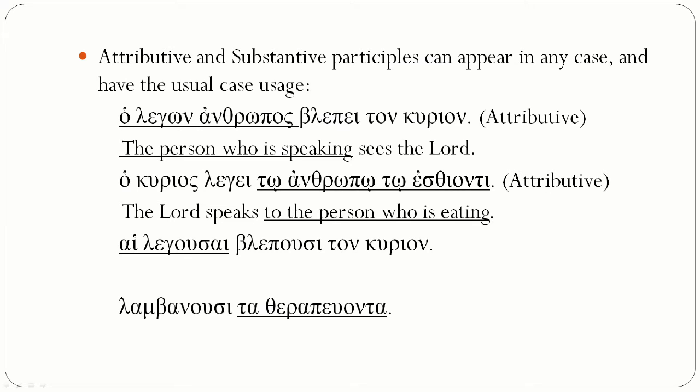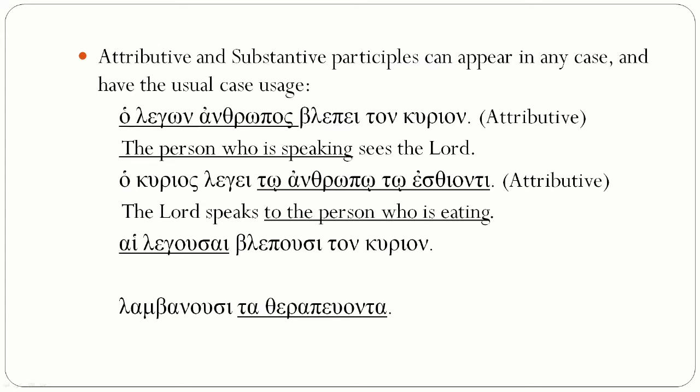All right, third example here. Hai legusai blepusi ton kurion. The main sentence there is blepusi ton kurion. If you remember, blepo is I see. And that is third person plural. So they see, or they are seeing, ton kurion, the Lord. And hai legusai is nominative. So this is going to tell you who is seeing the Lord.